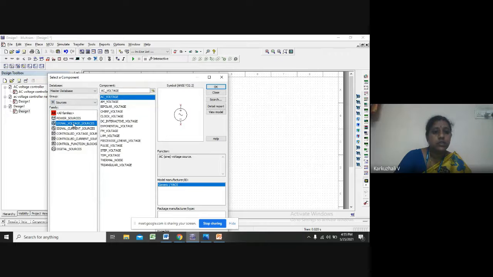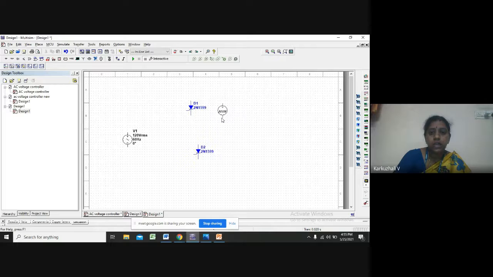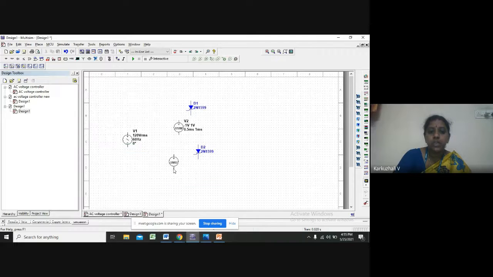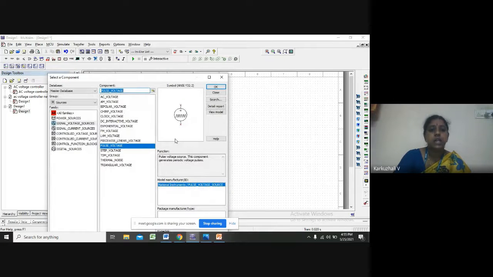signal voltage sources. Here you can see the pulse voltage. So it is available in database, master database, group sources, signal voltage source, and here you can see the pulse voltage. So click this pulse voltage and place it here. Since two SCRs are there, I require two pulse voltages. You can also cut, copy, paste and place the components. So that is also possible.